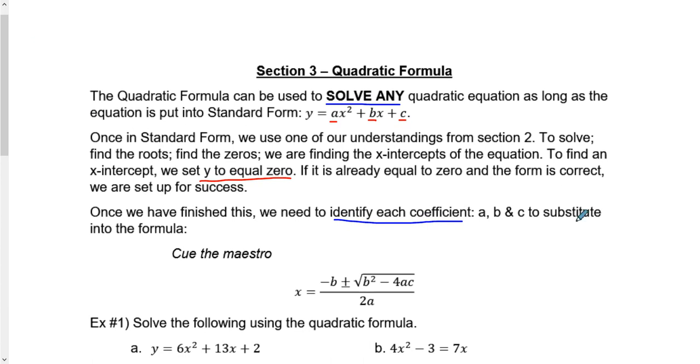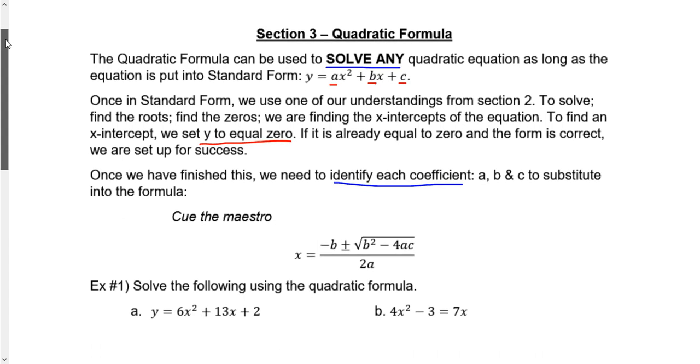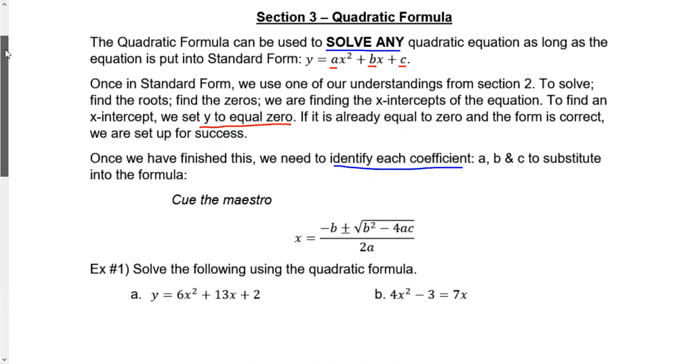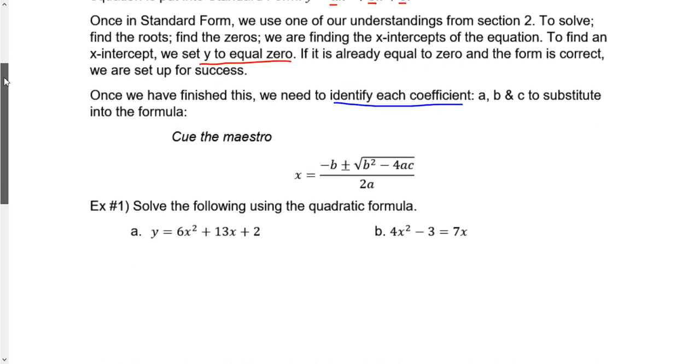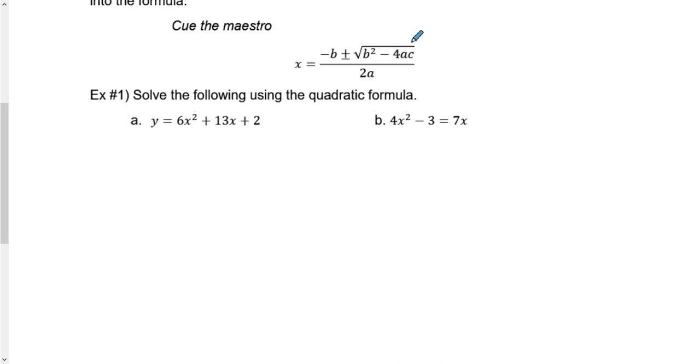Then we just have to substitute it into this formula. This is probably one of my favorite formulas because the actual formula can be sung to the tune of Pop Goes the Weasel. So if we cue the maestro, the way that you sing the song is x equals negative b plus or minus the square root of b squared minus 4ac all over 2a.